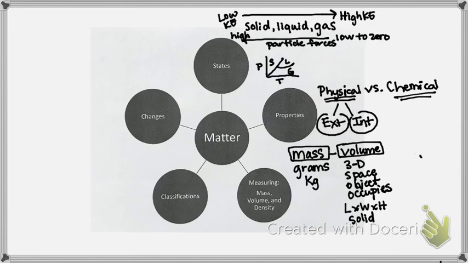Now, the mass of an object divided by its volume is density. So density is a ratio of mass to volume, and density is actually intensive, while these other two, mass and volume, are extensive. But density is a ratio of the mass to volume. So it's always how much matter I have per unit of space. So mass divided by volume gives me density.